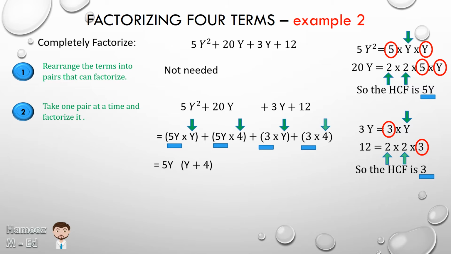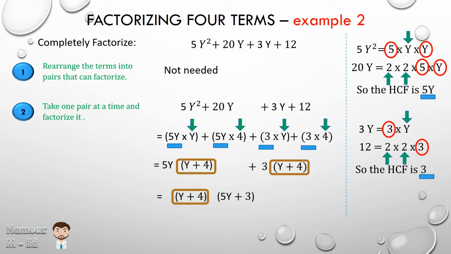Now, what is the same in these two brackets? 3 is the same. So we can factorize that out, and we are left with y plus 4. Now, how do we know that we are on the right track? Both of these here have the same brackets, y plus 4. So we can now extract y plus 4, and we are left with 5y plus 3. And we have solved the question.